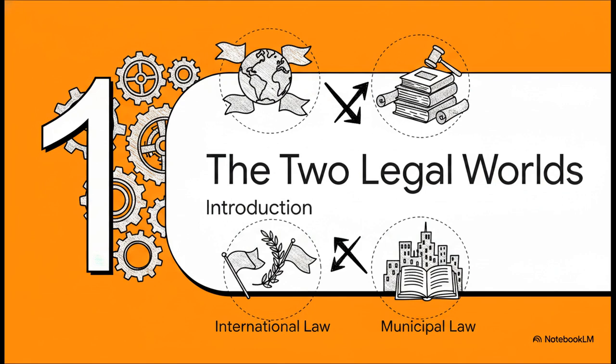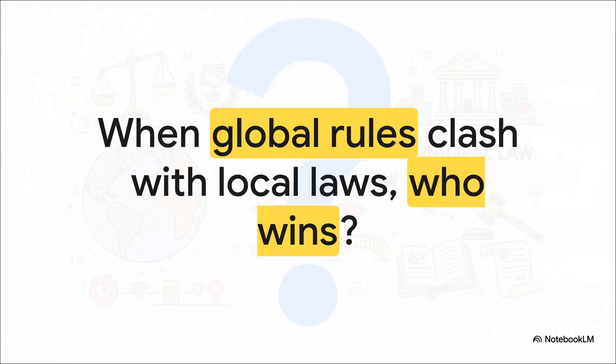Section 1. The two legal worlds. Let's look at the inherent friction right at the core of this topic. If you're writing an essay, this question right here is your thesis. You want to ask the examiner, how does an international legal obligation actually become cognizable and enforceable inside a sovereign country's domestic courts? Basically, when they inevitably clash, who wins?